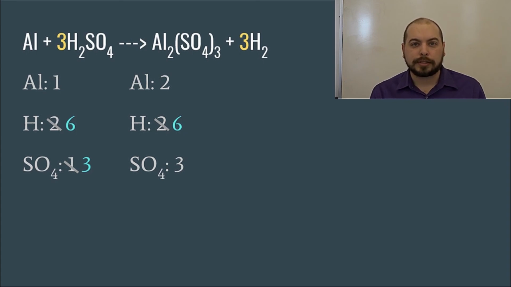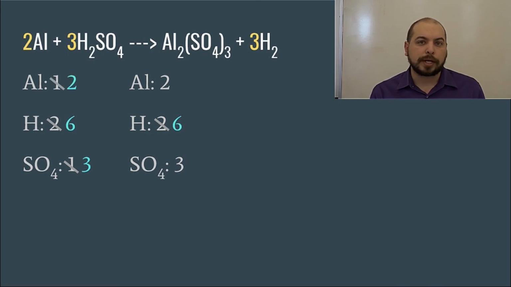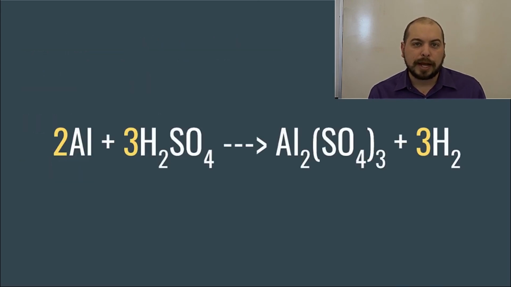This process is going to be finished by balancing the aluminum. So now on the right side, you can see that we have 2 aluminums. On the left side, we need the same. So what we're going to do is add a 2 in front of the aluminum on the left, and that's going to balance our chemical equation.